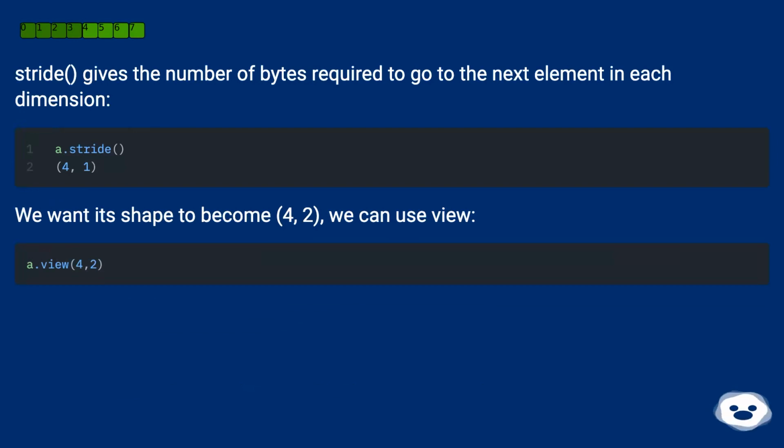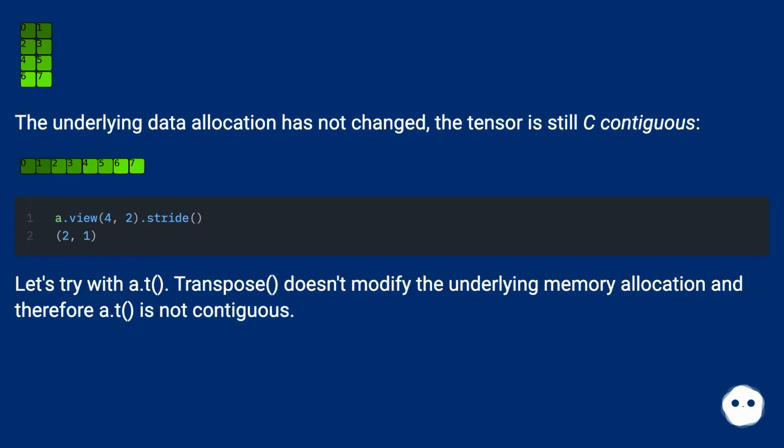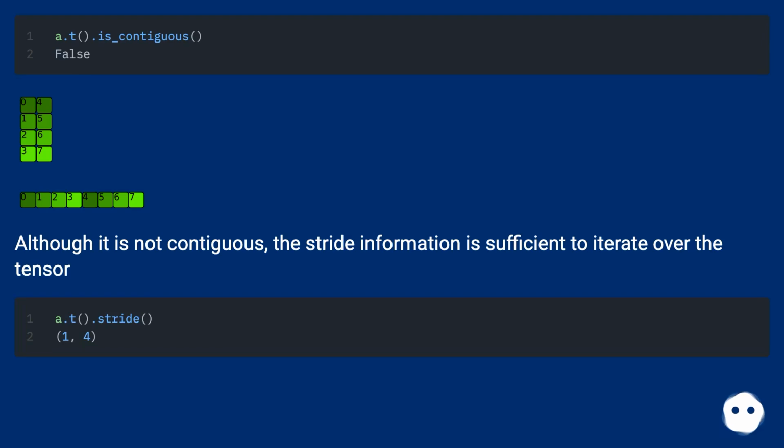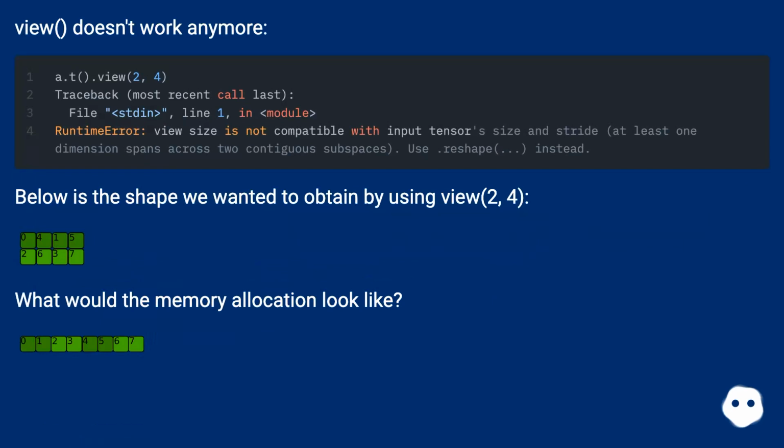We want its shape to become 4, 2, we can use view. The underlying data allocation has not changed, the tensor is still C-contiguous. Let's try with A.T. Transpose doesn't modify the underlying memory allocation and therefore A.T is not contiguous. Although it is not contiguous, the stride information is sufficient to iterate over the tensor. View doesn't work anymore.